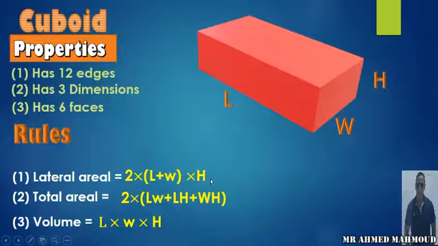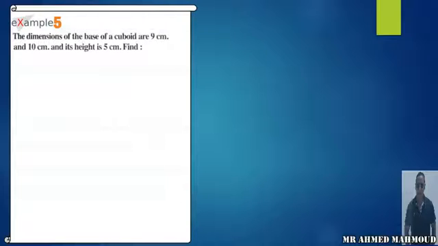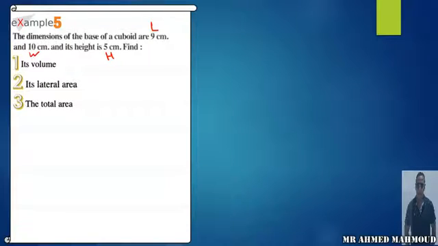Now we have 3 rules for the cuboid. Let's solve problems on it. The first one, example 5: if the dimensions of the base of a cuboid are 9 and 10 and its height is 5. The dimensions of the base mean length and width, and this is the height. Now we have the length equals 9, the width equals 10, the height equals 5. The first one we need is the volume, number 2 the lateral area, number 3 the total area.